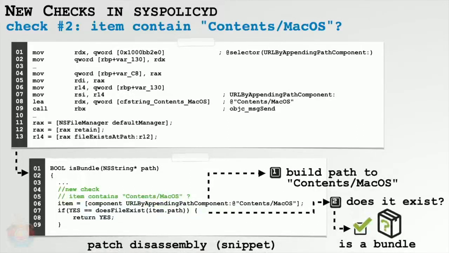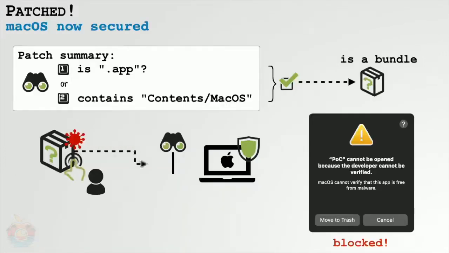So again, looking at the disassembly and the decompilation at the bottom of the slide, we can see they build the path to Contents/MacOS and then simply check if it exists. If it does, again, they abort early from the algorithm with a yes, saying this item is indeed a bundle. So here's a summary of the patch, the addition of those two checks I just talked about. First, does it end in .app, or does it contain Contents/MacOS?